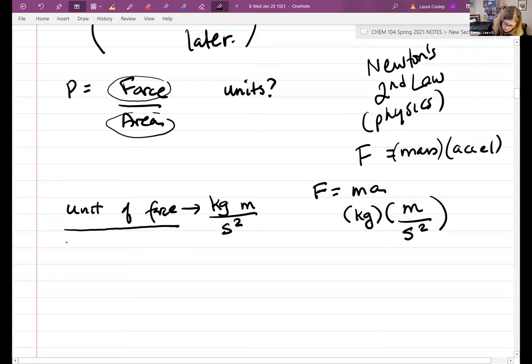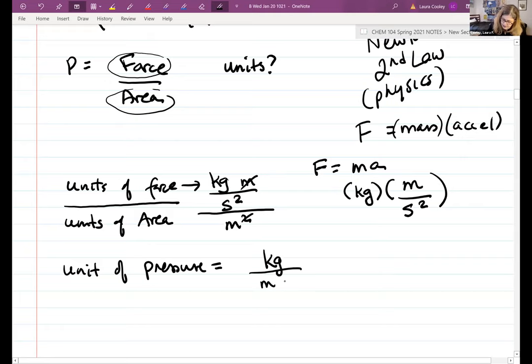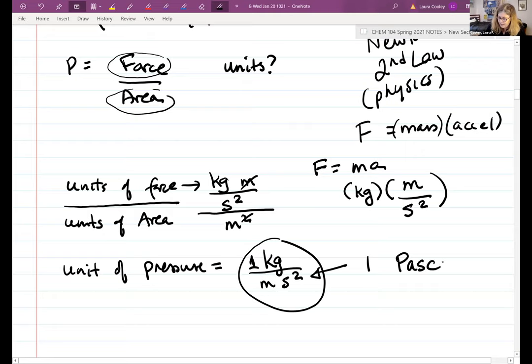And then we divide that by the units of area. And area is meter squared, all right? It's just a length squared. And so you could cancel one of these meters. And so that would make the unit of pressure be kilogram per meter second squared. So 1 kilogram per meter second squared. This is a unit that we call 1 pascal.